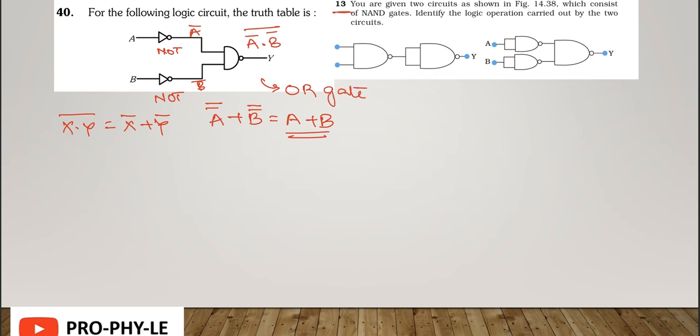So the same kind of question is there in the NCERT exercise. This is a NAND gate followed by another NAND gate. If both the inputs are joined, this will behave like an AND gate. And this is a NOT gate, this is a NOT gate, and this is a NAND gate. So this is an OR gate. So the same question was framed from this part.